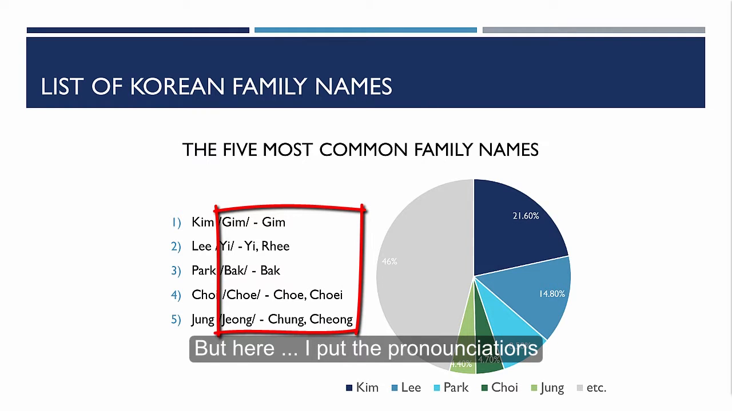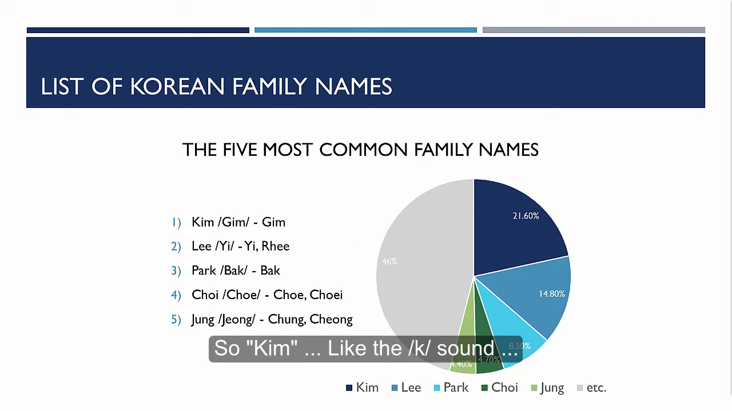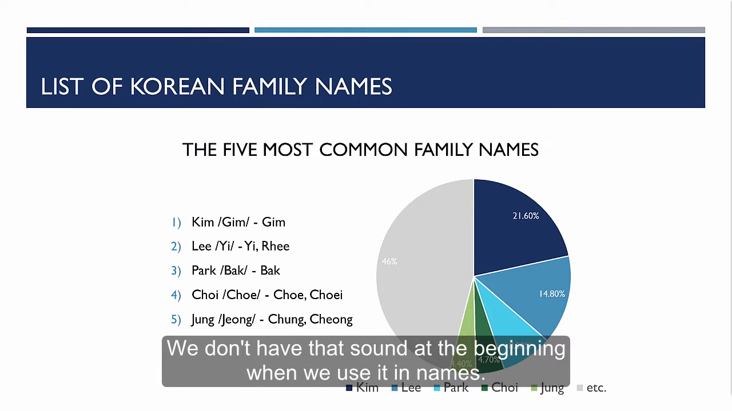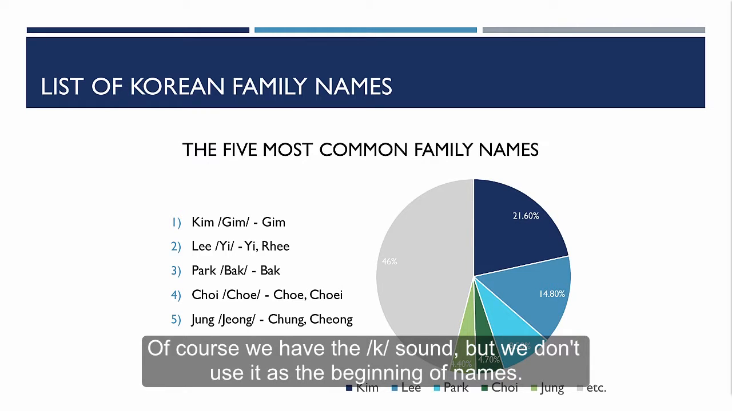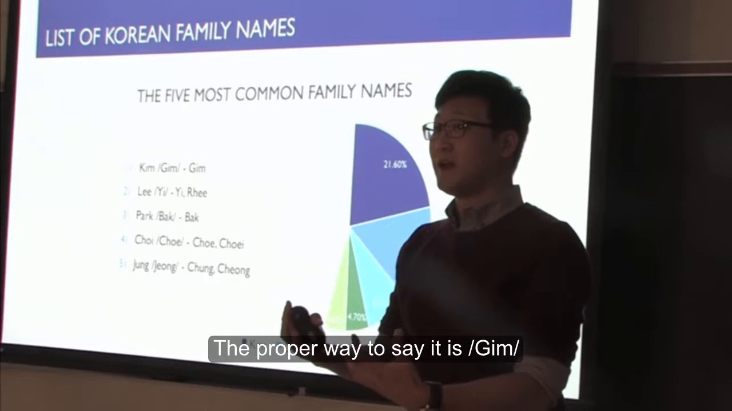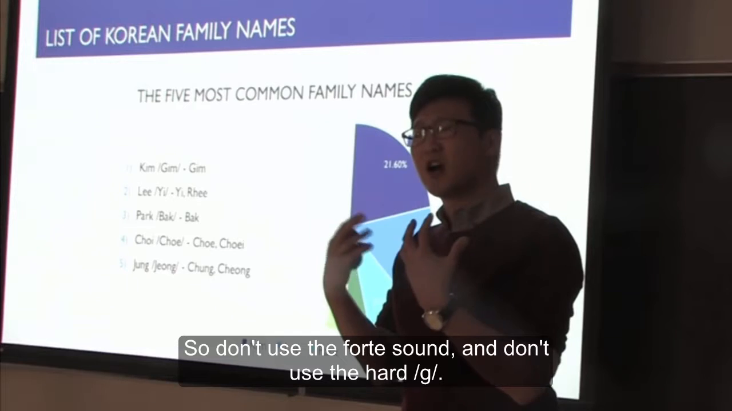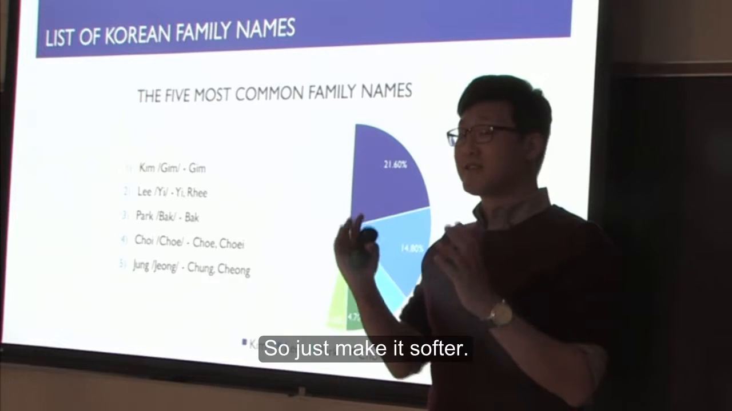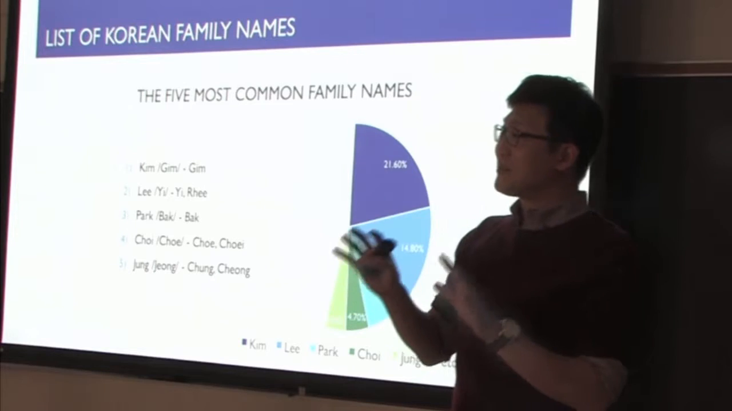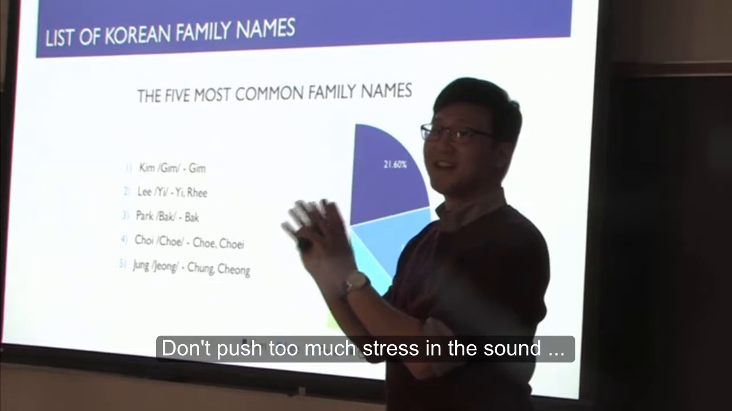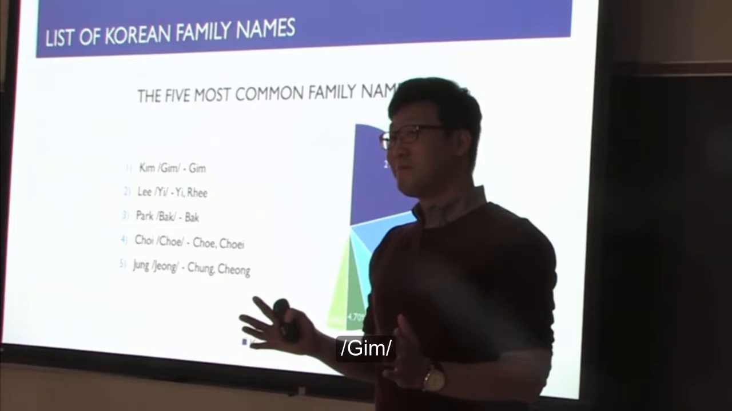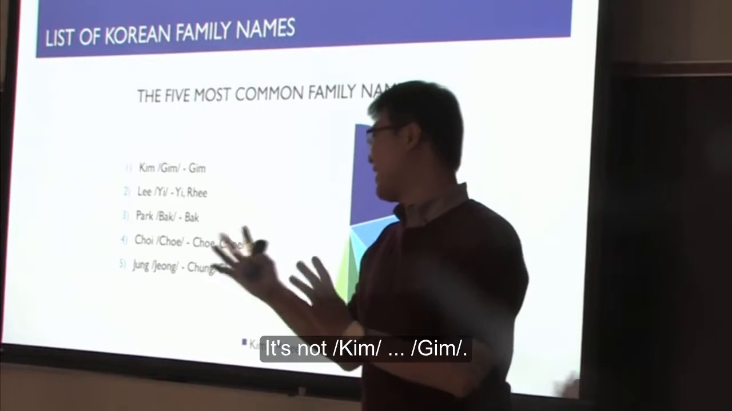But here, I put the pronunciations. So Kim, we don't have that sound in the beginning of names. Of course, we have the k sound, but we don't use it at the beginning of names. The proper way to say it is Kim. So don't use the forte sound, don't use a hard G. Just make it softer. Don't put too much stress on the sound, like Kim, Kim, Kim. It's not Kim, it's like Kim.